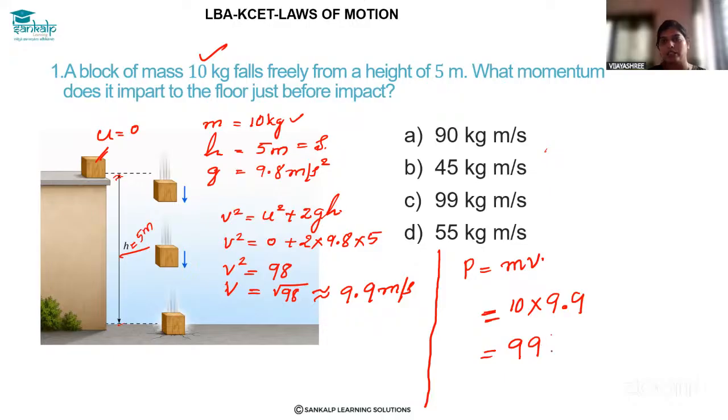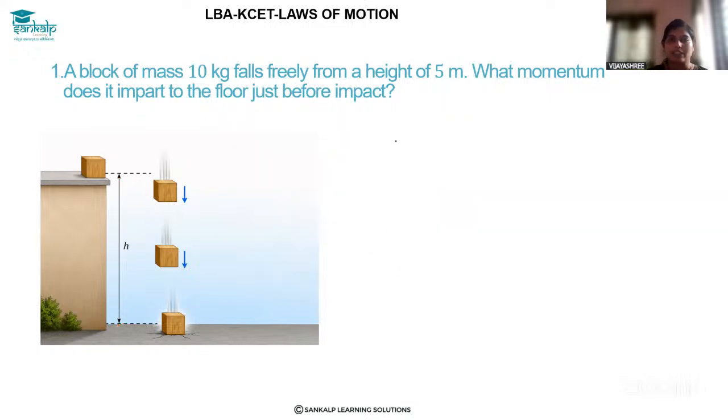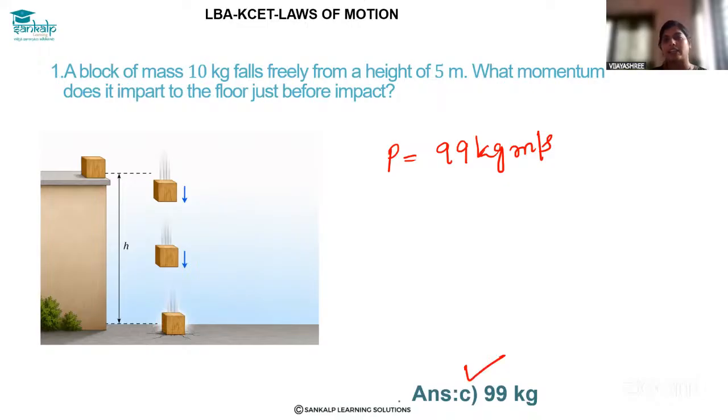What is the momentum unit? It is kg, mass into velocity. Mass is kg, velocity is meter per second. So the final unit is, P is finally equal to 99 kg meter per second. So the correct answer is option C, 99 kg meter per second. It is the correct answer. Option C is the correct one here. Thank you.